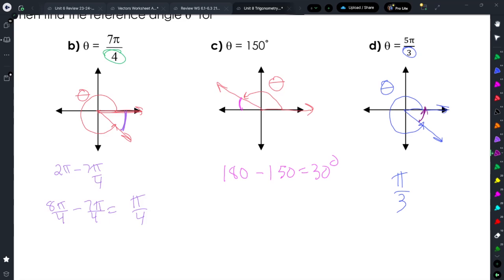All right, so this idea of reference angles is going to keep coming back to us. So if you don't get it now, that's fine. We're going to keep repeating it. But if you need to rewatch some things, ask questions. But that's going to be it for today.